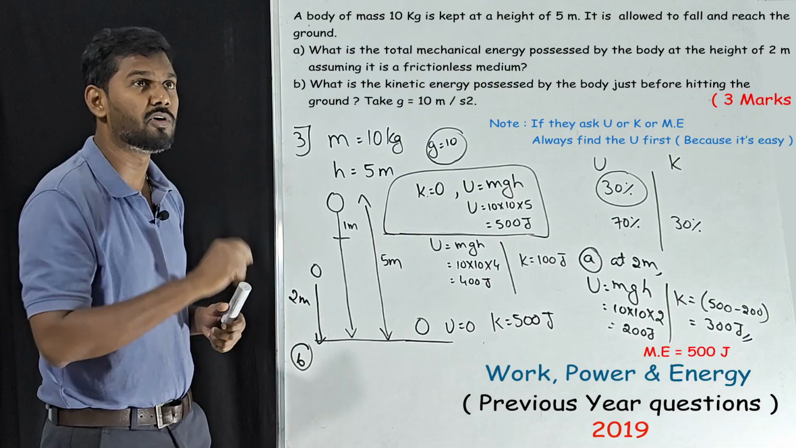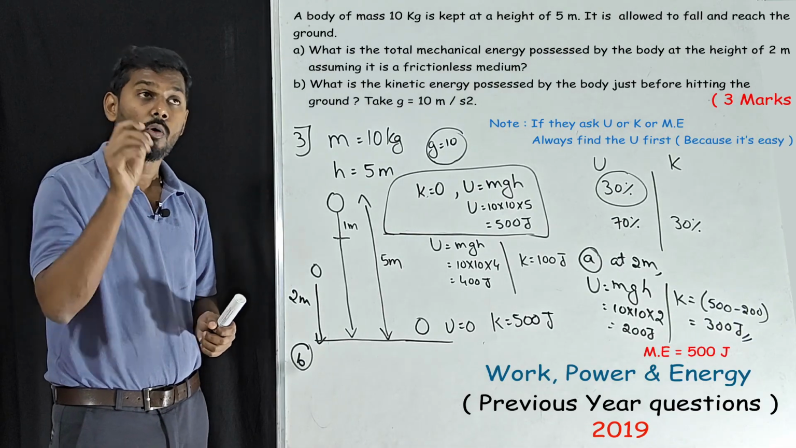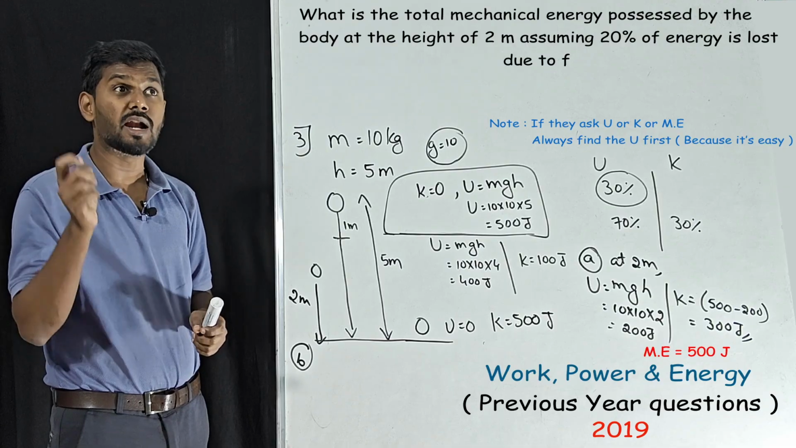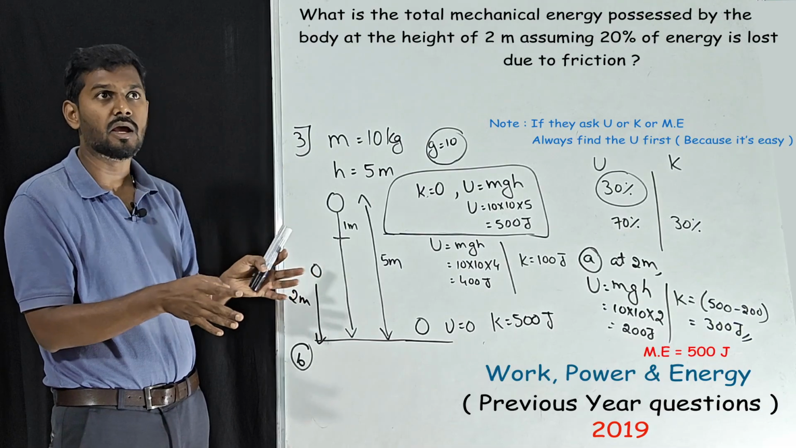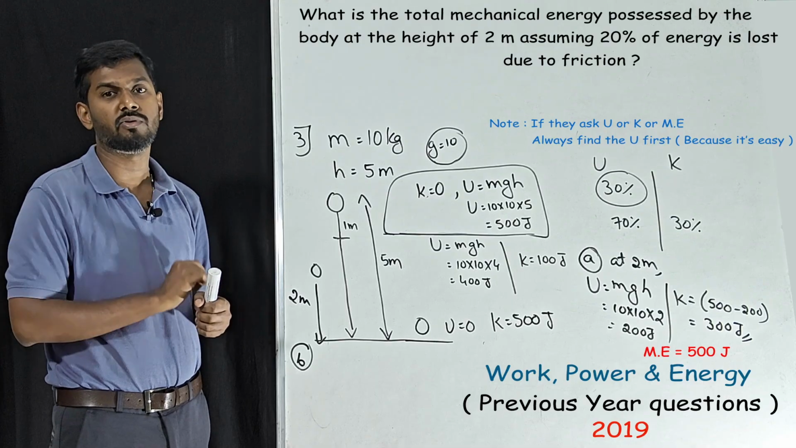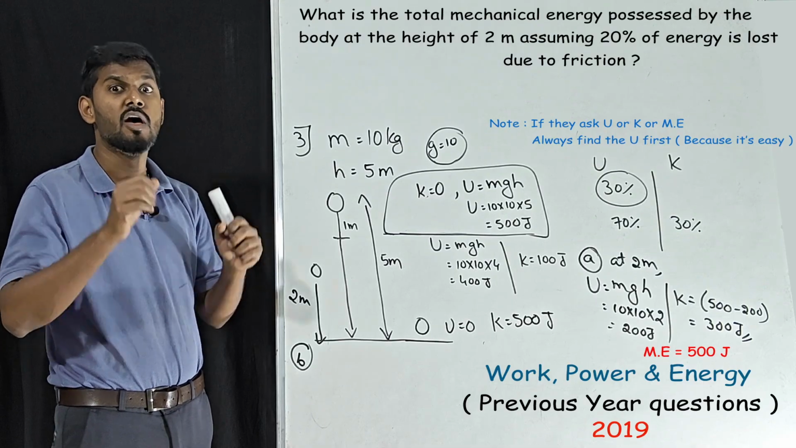That's it. Now we'll go for a different kind of question. Find the total mechanical energy possessed by the body at a height of 2 meter or any height, assuming 20% of energy is lost as friction.